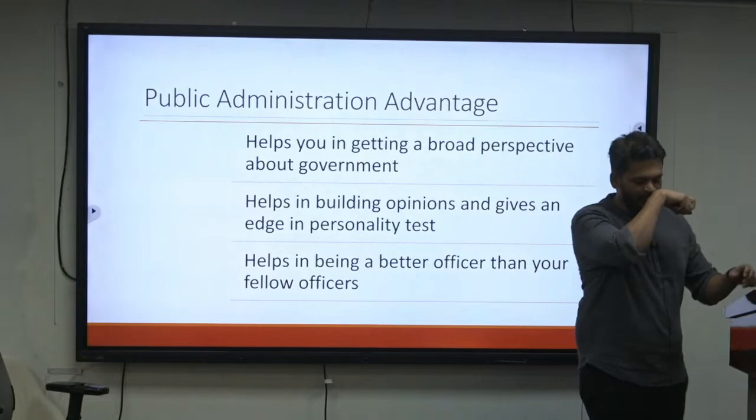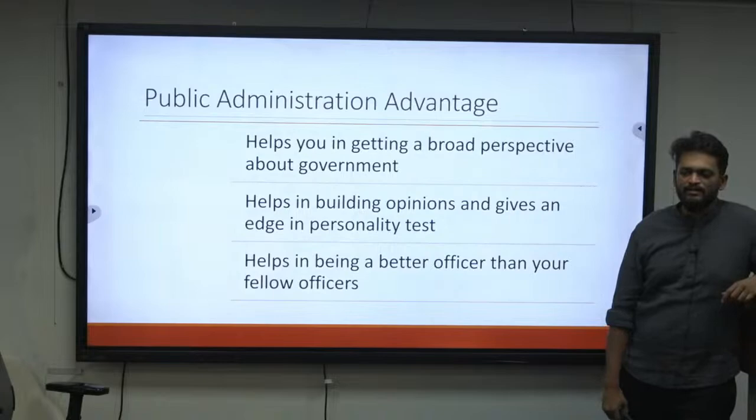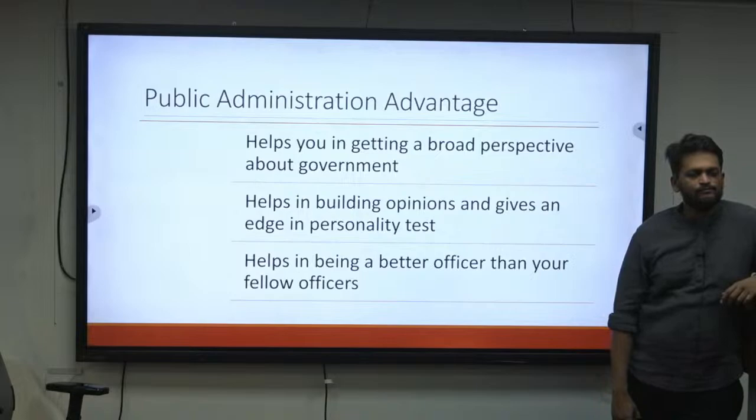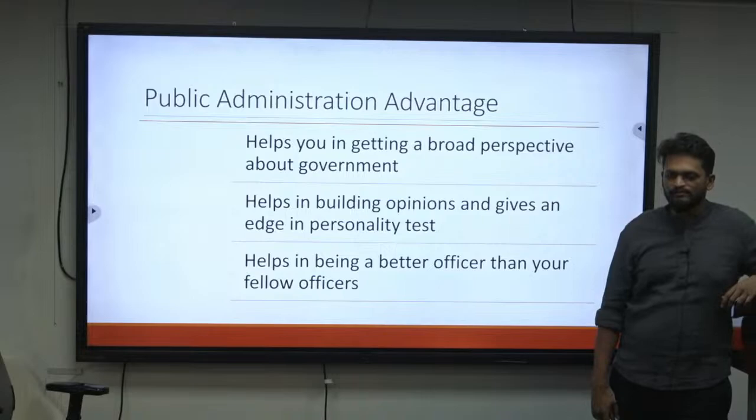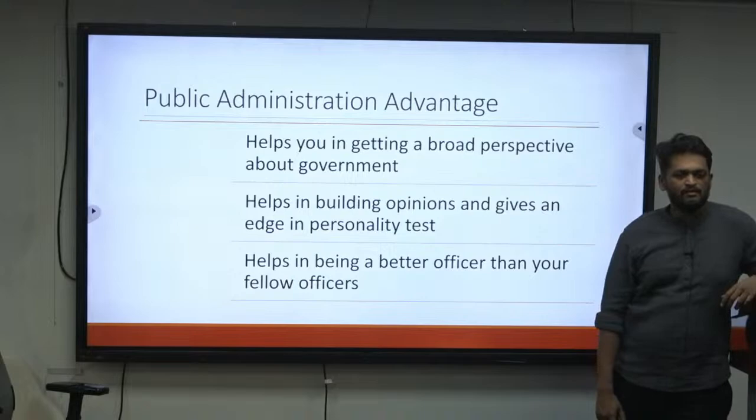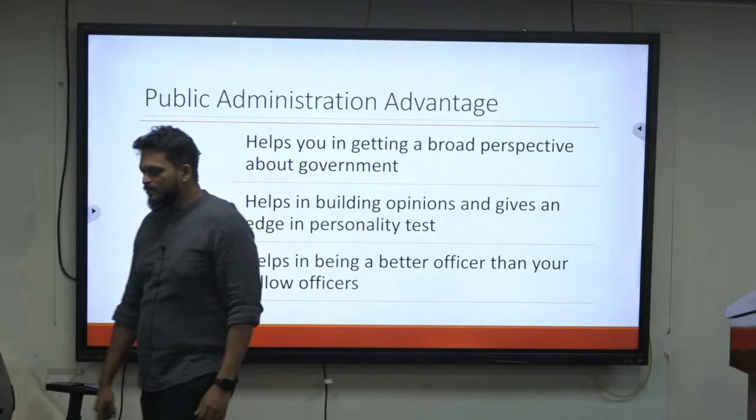Anyone knows what is the meaning of administration? Generally, forget about public administration. You would have heard of the word, right? What is the literal meaning of the word? Administration means governance. Basically, it is taking care of something, managing something. So your job as an administrator will be to manage something.